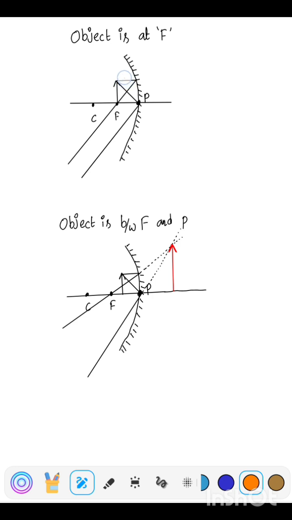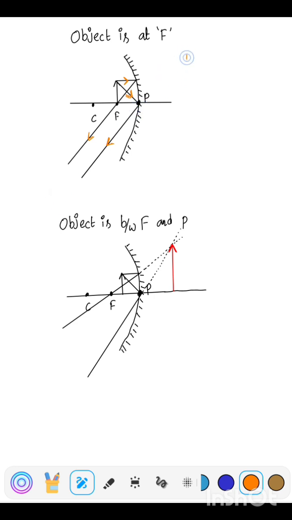So this one is the incident ray which is parallel to the principal axis, therefore the reflected ray is passing through the focus, and the incident ray making some angle and striking the pole obliquely, therefore the reflected ray will also move away from the focus with the same angle.